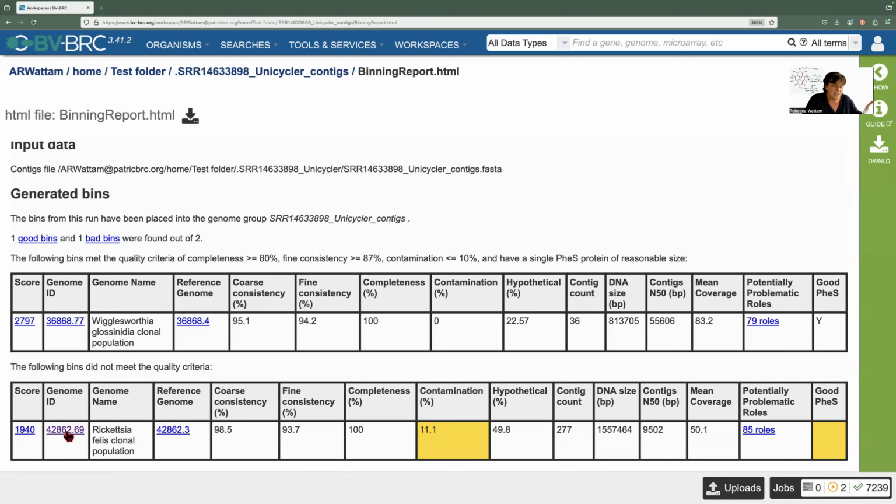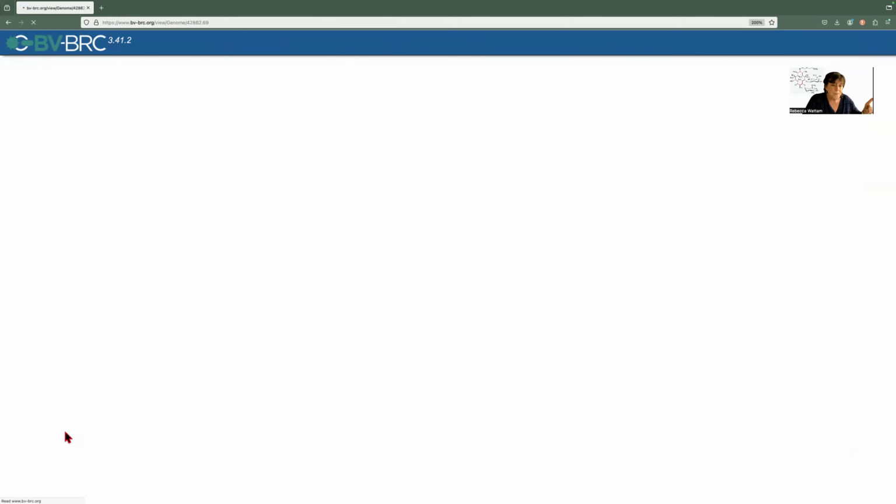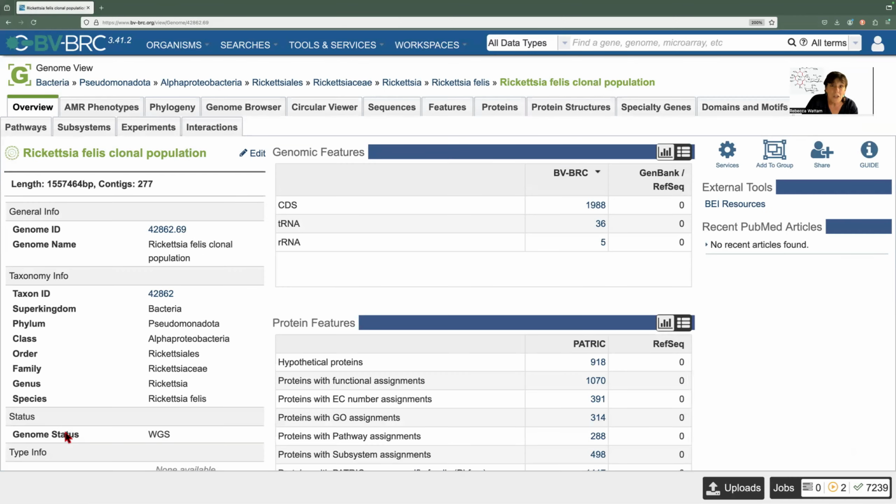But let's look at this. I'm going to click on this genome ID. So even though it's a bad genome because it was missing VS and it had some contamination, it's still in the resource. It may have had some problems, but it's still here, so you can still analyze it.